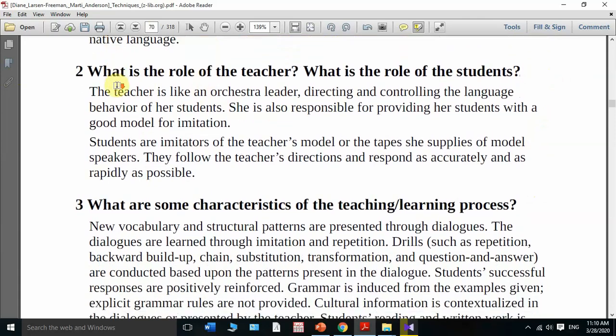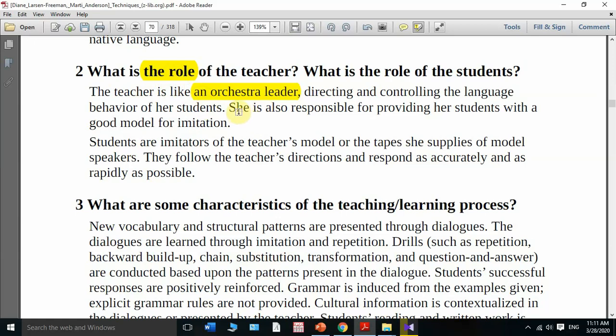Question number 2, the role of the teacher. So we're considering the role of the teacher and also the role of the students here. As you saw in the video, the teacher is like an orchestra leader. What does the orchestra leader do? He or she directs and controls the musicians, but here we want to direct, control, and guide the students, especially when they are actually repeating something, or we want them to repeat something.